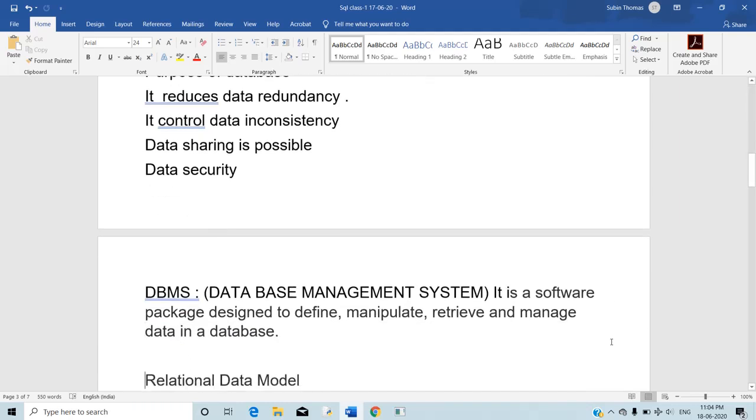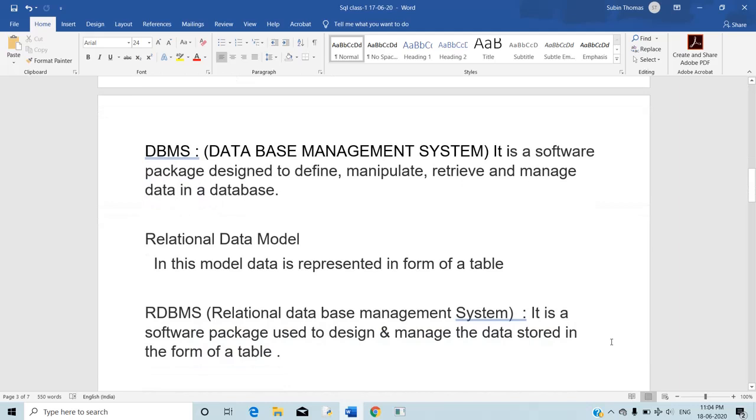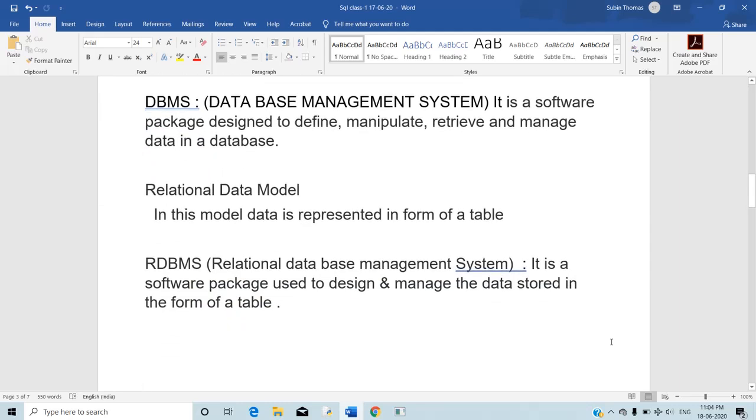Next we can see what is meant by DBMS. First recollect the full form of DBMS: Database Management System. That means it is a software package designed to define, manipulate, retrieve and manage the data in a database. It is a software package which is used to manage the data which is stored in a database. That is your DBMS.